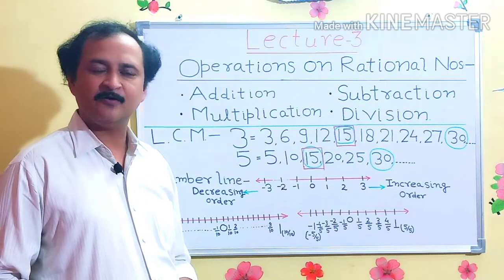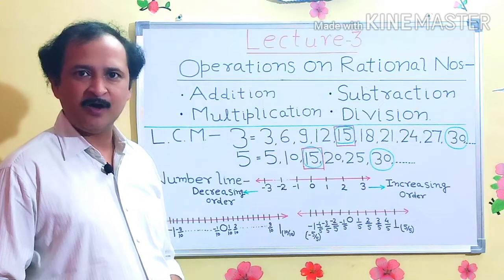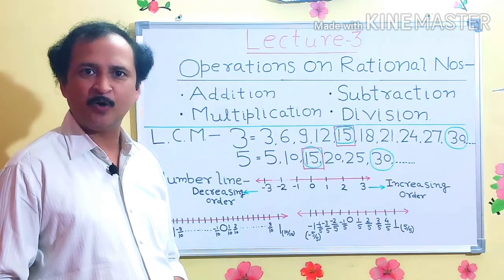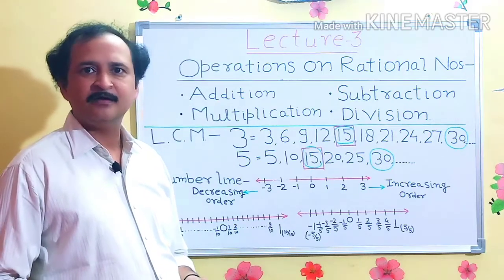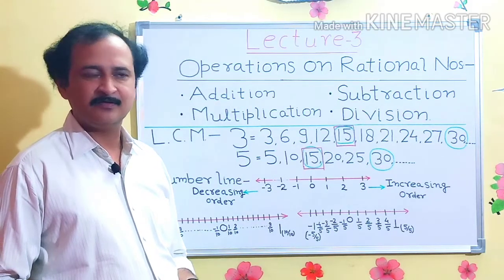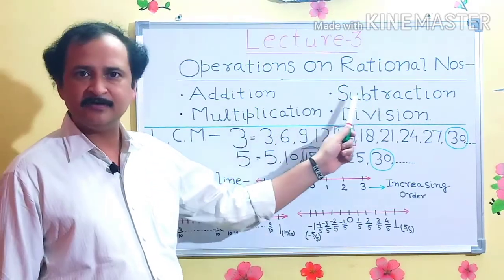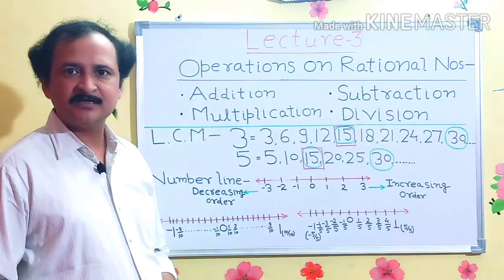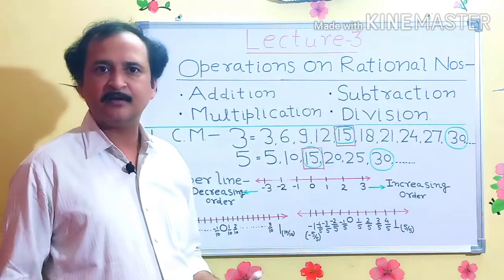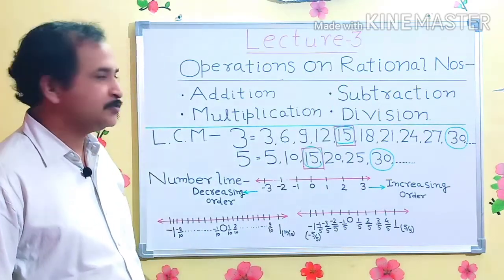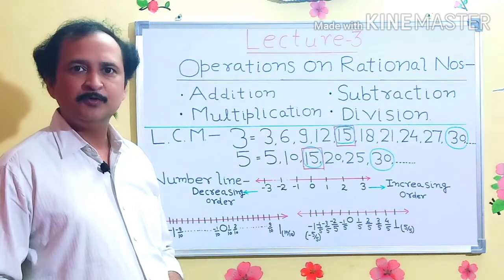This is the third lecture of rational numbers for class 7. In this lecture, we will discuss how to use various operations on rational numbers. In the number system, we know that there are mainly 4 operations: addition, subtraction, multiplication and division. So in this lecture, we will discuss how we use these 4 operations on rational numbers. But before we start to study these operations on rational numbers, we will discuss 2 topics.